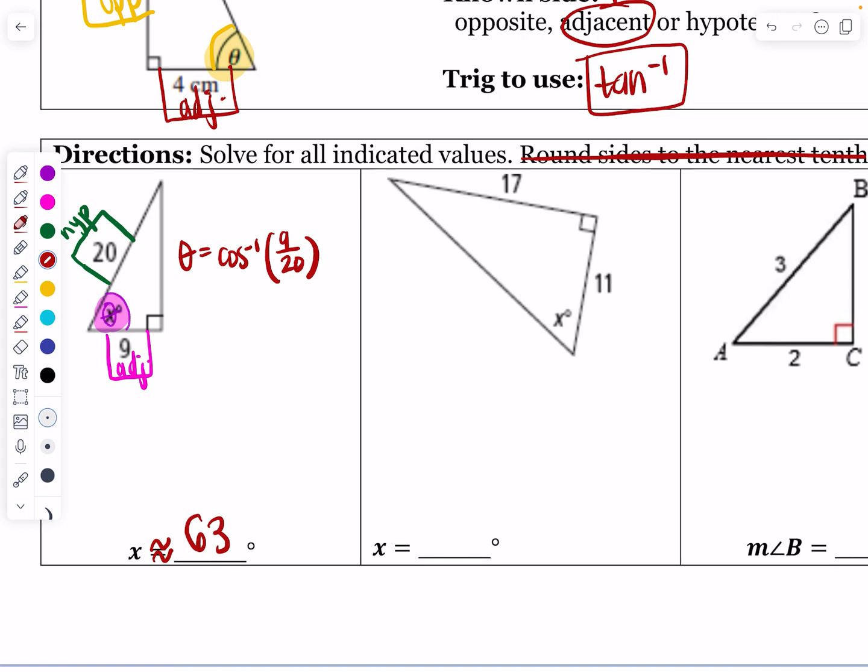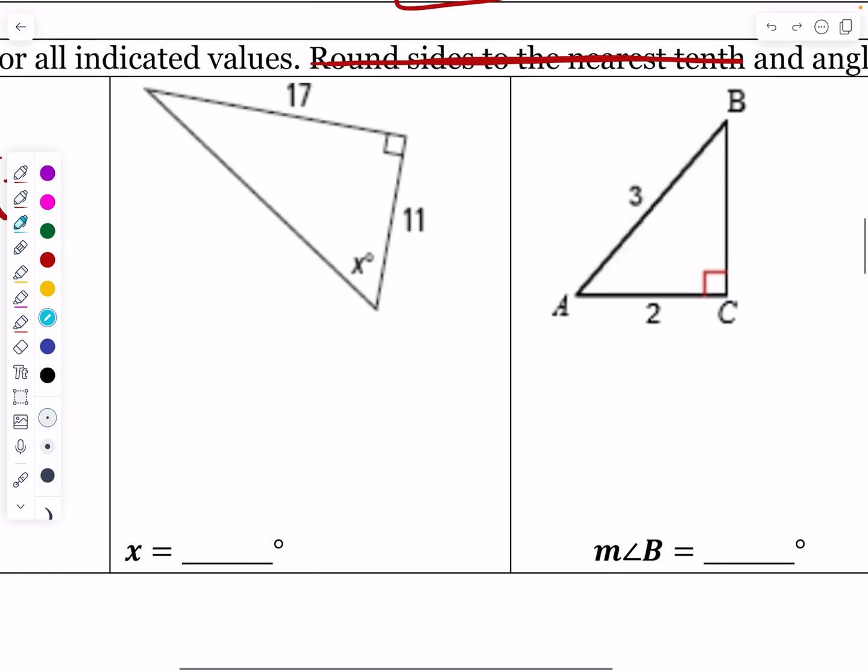You could use Pythagorean theorem if you really wanted to solve. Eventually, we're going to solve for all missing pieces of triangles. You could use Pythagorean theorem to find that leg. We're not doing that today. We'll come back to that later this week.